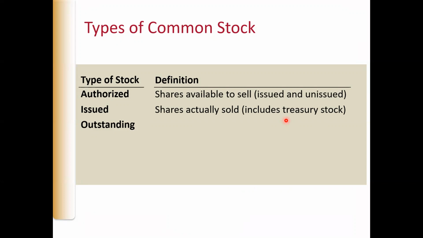Issued stock are those shares that are actually sold. Those are shares that are out in the public and also shares that the company has purchased back from the public. Outstanding shares are just those shares that are held by investors. So there are three different definitions as we talk about stock.